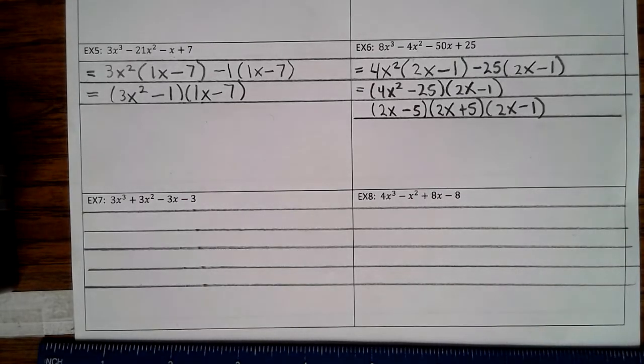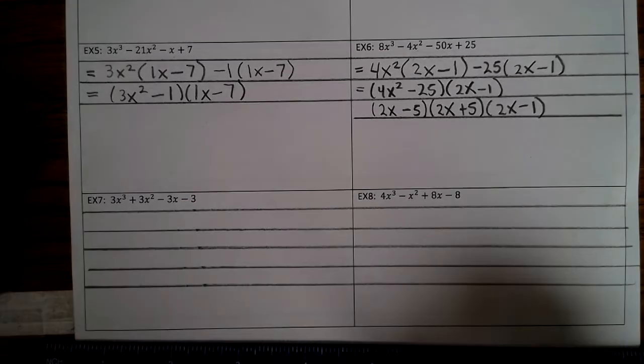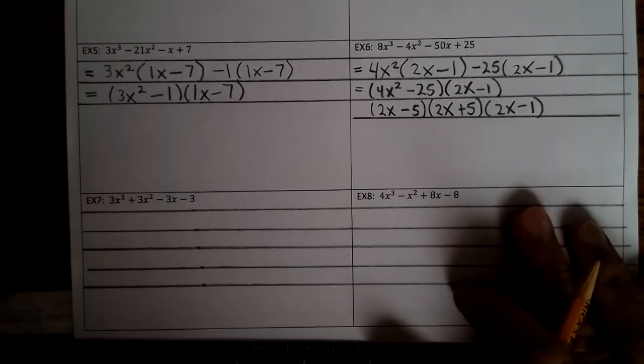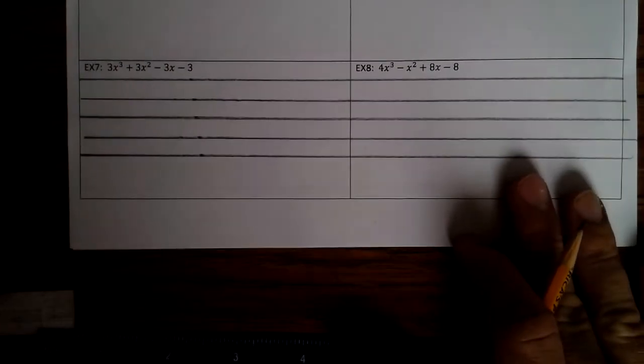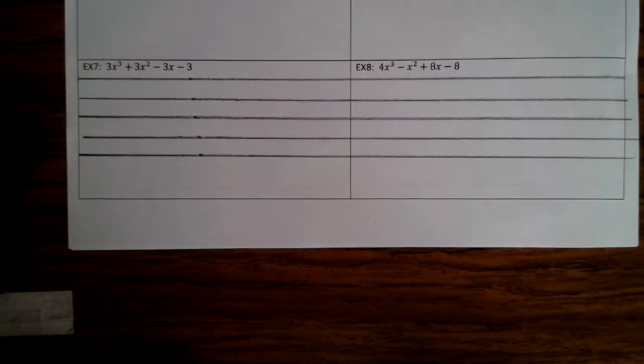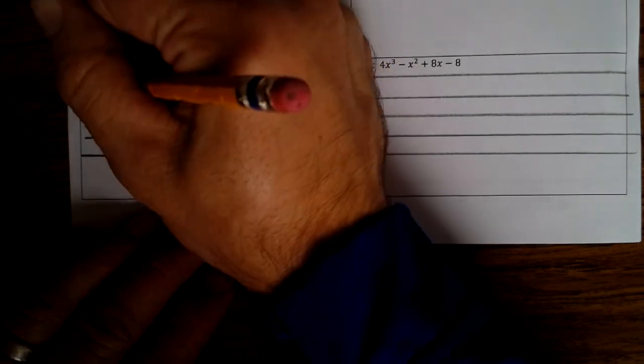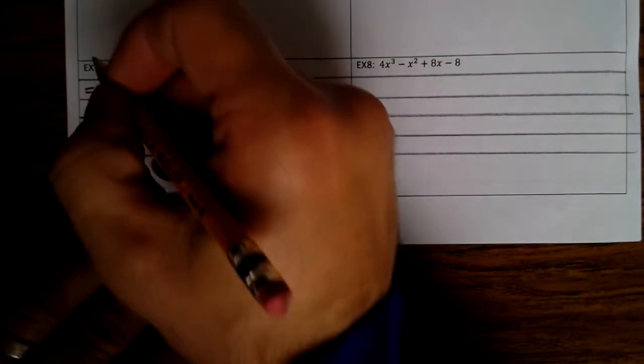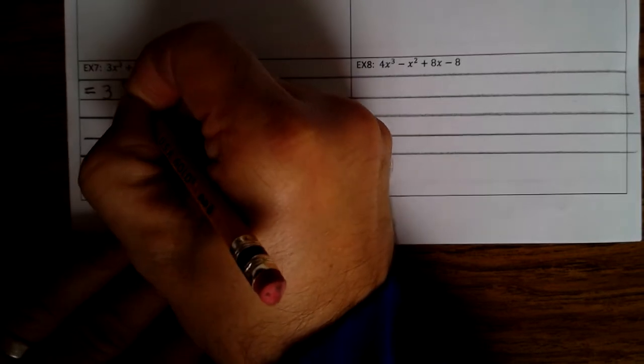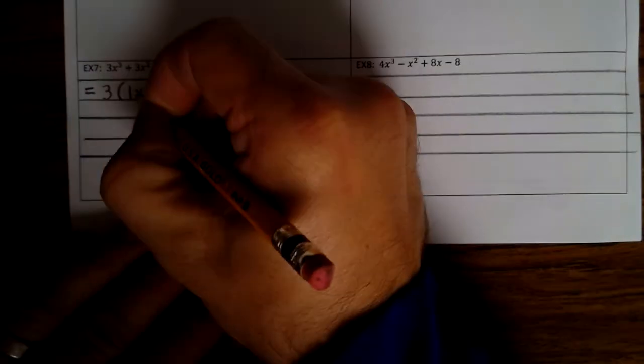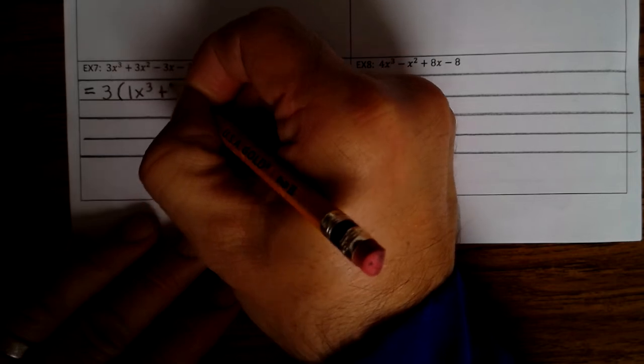All right, now let's take a look at example 7. So step 1, group the terms. It looks like they're grouped, but actually this one is unique in that there's a 3 in front of all of them. So let's go ahead and factor out a 3 from all of it. So that's 3, 1x cubed plus 1x squared minus 1x minus 1.